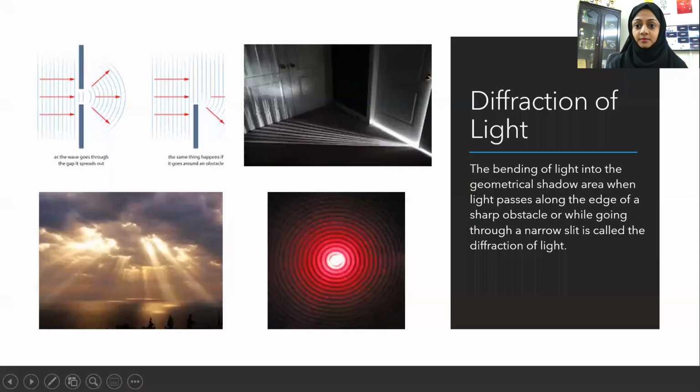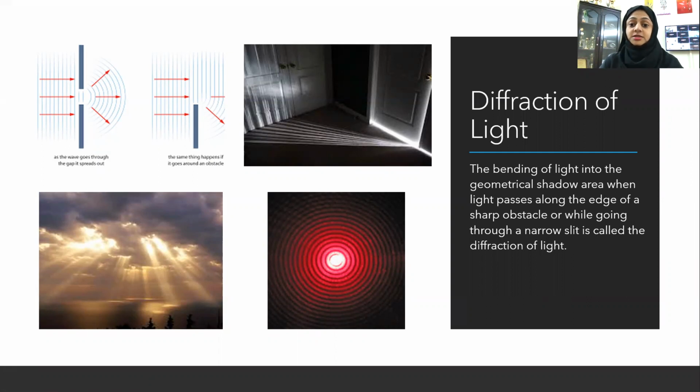Diffraction also is a characteristic property of wave. So it further confirms that light is a form of wave. Let us see what is diffraction and how light shows diffraction. Here you can see the definition of diffraction of light and also a few pictures. Let us see what is meant by diffraction of light.